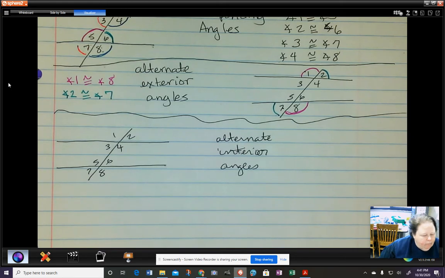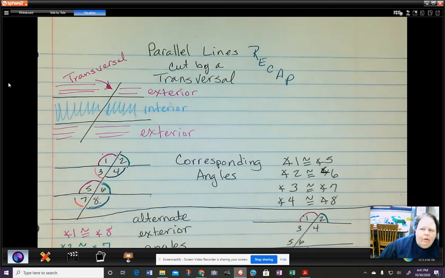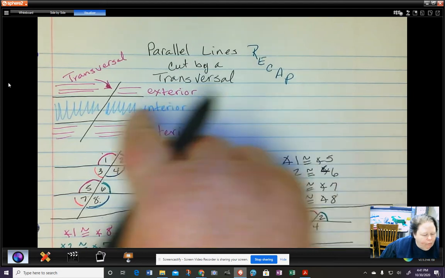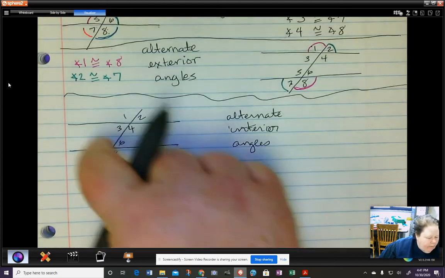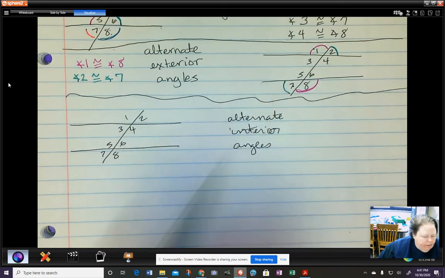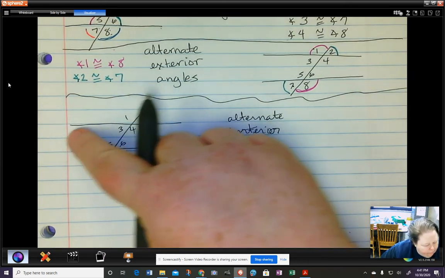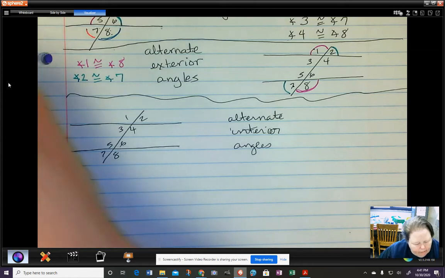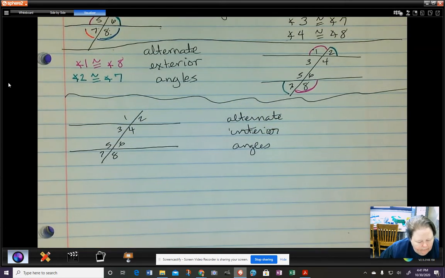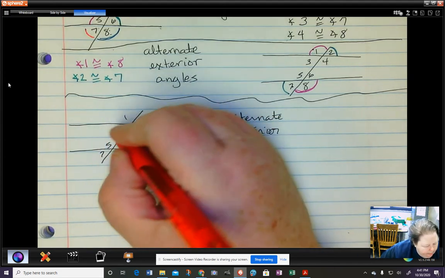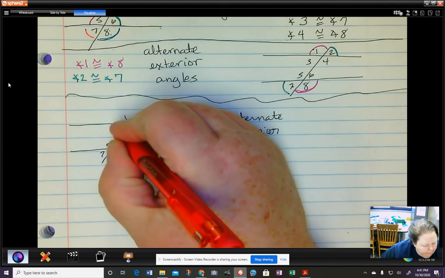Okay, once again, we look at our picture up here. That's going to be the baby blue, the ones on the inside of the parallel lines. So these inside the canal. If you're thinking like a river, this is the river going through. So we're going to look at 3, 4, 5, and 6 only. So angle 3. Let's look at angle 3.